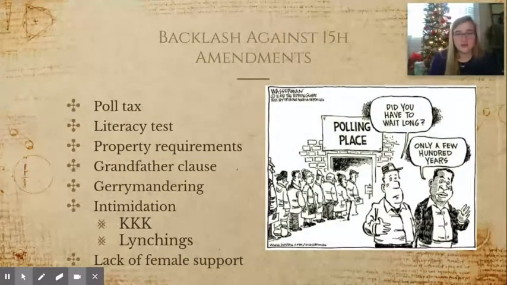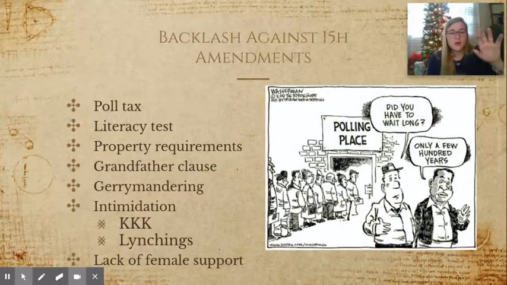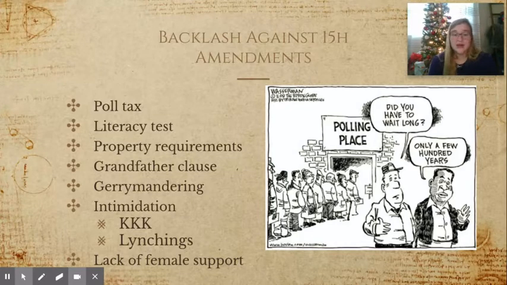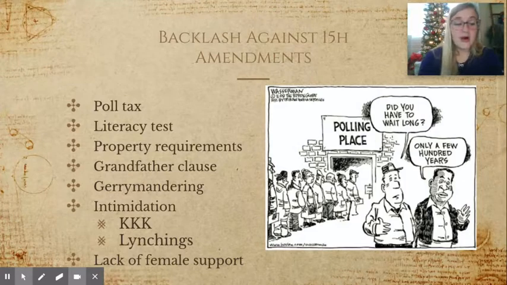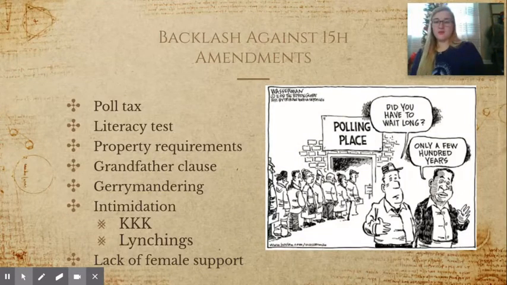There is backlash, of course, against the 15th Amendment, and you guys are going to be going through this at a later time or maybe in class. And these are ways that African Americans were stopped from voting, regardless of the fact that they had the 15th Amendment right to vote. Poll taxes makes them pay. Well, they don't have money. Literacy tests, you have to read to vote. Well, they were never taught to read. Property requirements, they don't have property. Grandfather clause, I'm saying if your grandfather could vote, then you could vote. Well, their grandfathers couldn't vote.